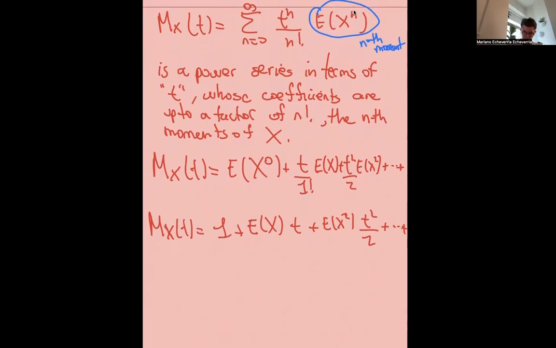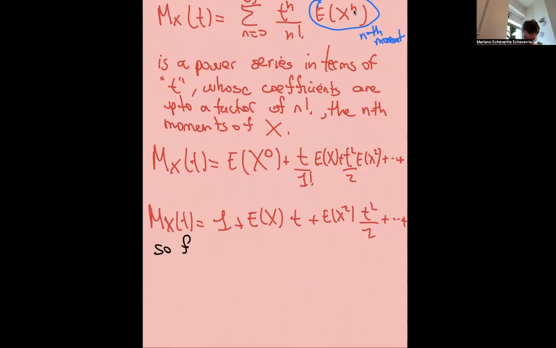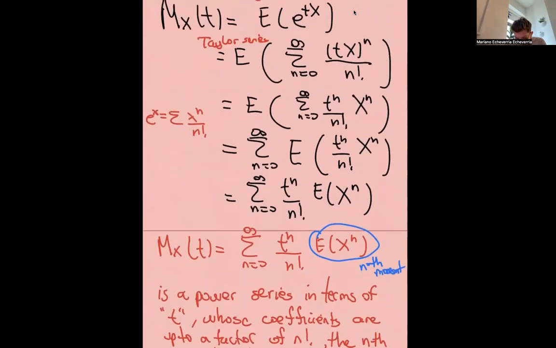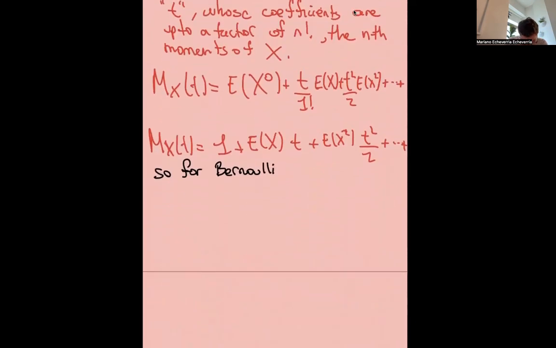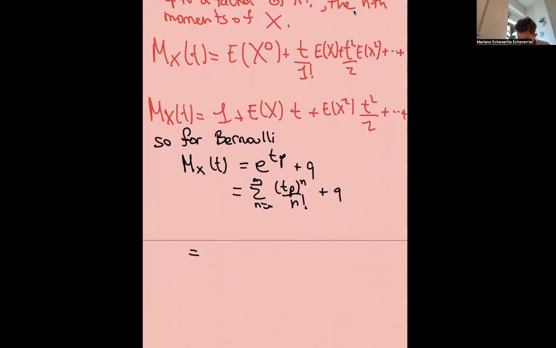So for example, for the Bernoulli, let me show you why this is useful. For the Bernoulli random variable, we just found that the generating function is e to the t times p plus q. If you expand this out as a power series, it is the sum from n equals zero to infinity of (tp) to the n over n factorial, plus q. Let me put the q first, because otherwise it would be a mess.